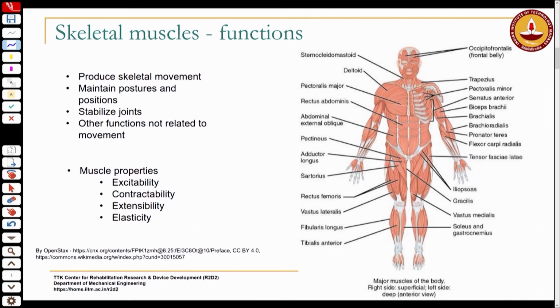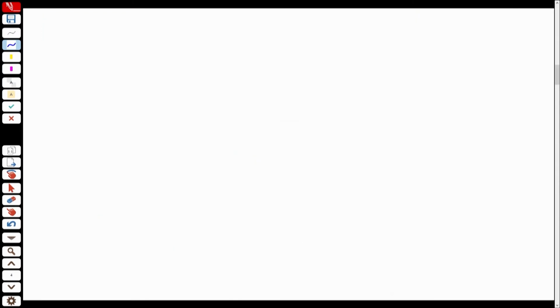There are certain properties of the muscle that enable it to act as the actuator in the system. If you look at muscle properties, there are 4 muscle properties: excitability, also called irritability, then contractility, then extensibility and elasticity. We will look at each of these in a little bit to understand what they mean.